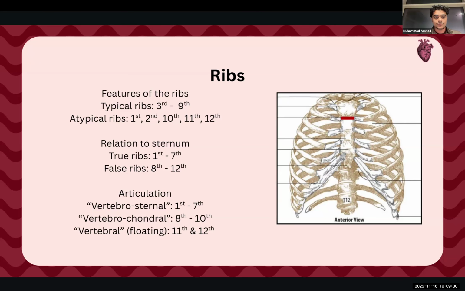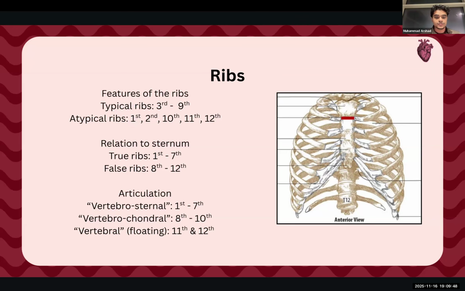Ribs 3 through 9 are referred to as typical ribs, and that's because they all share a very similar shape, and they share the exact same features. And then you have the atypical ribs, which are the 1st, 2nd, 10th, 11th, and 12th. The only really important one from your lab, according to transcriptions, is the first atypical rib.